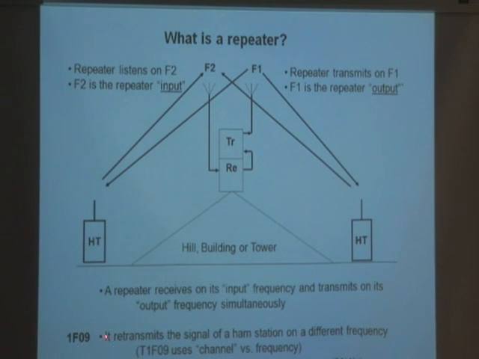So here's all you got to know. It retransmits the signal of a ham station on a different frequency. It listens to the one frequency and retransmits on a different frequency. I will tell you though that this question, T1F09, doesn't use the word frequency. It uses the word channel. In the world of amateur radio, we don't have channels. We have frequencies. If you had a commercial radio like this that you bought down at Radio Shack, yes, it has 12 channels. You don't have to have a license for it. It's just 12 channels. In the world of amateur radio, it's frequencies, not channels. Okay?